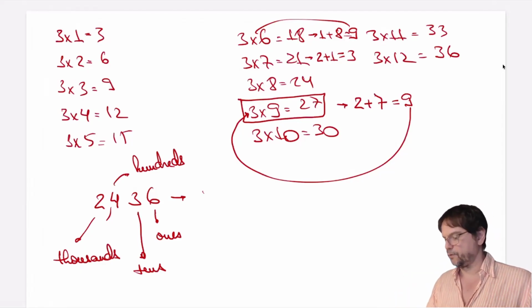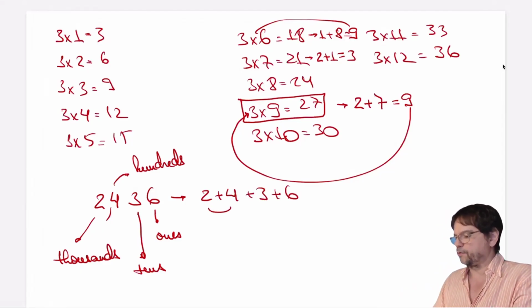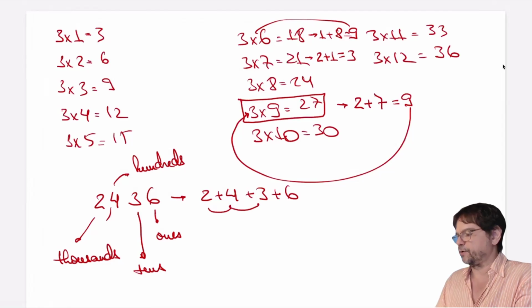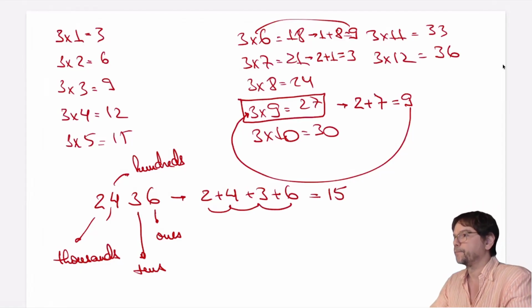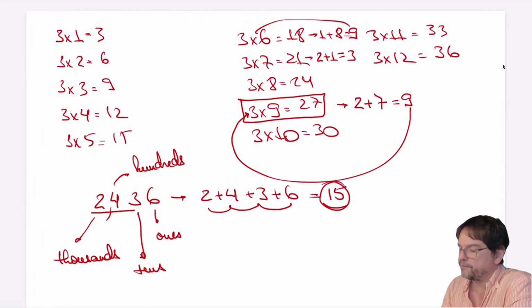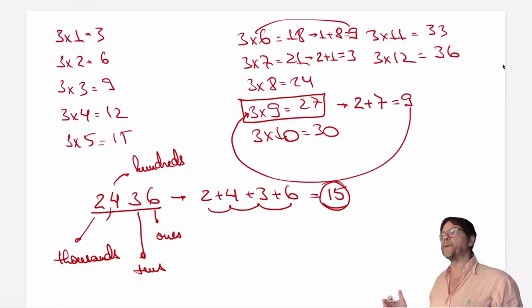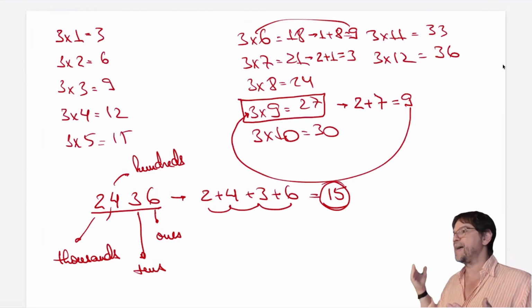Look at the screen. 2 plus 4 plus 3 plus 6. 2 plus 4 is 6. 6 plus 3 is 9. 9 plus 6 is 15. Is 15 a multiple of 3? Yes or no? Yes. So, do you know what that means? That this number is a multiple of 3. So, every time that you need to know if a number is a multiple of 3, just add its digits. Is that okay?